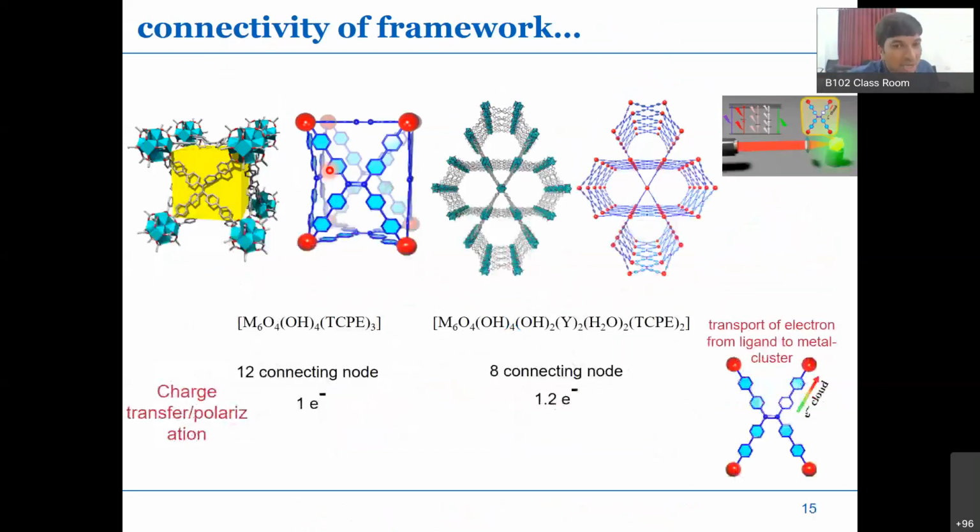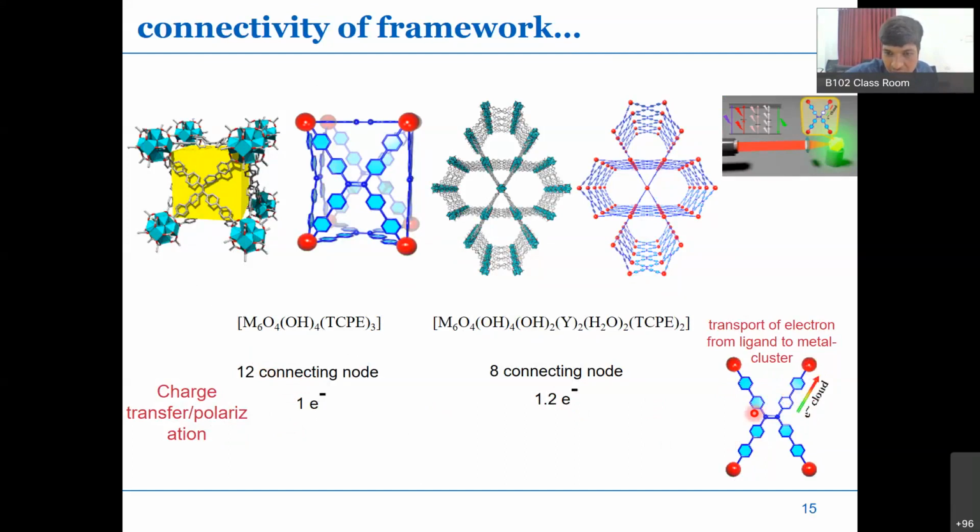Then we did some calculations before we went into the measurements. In the case of charge transfer or charge polarization ability, we took the 12 connecting node, where we have observed the charge transfer from the framework to the metal node.